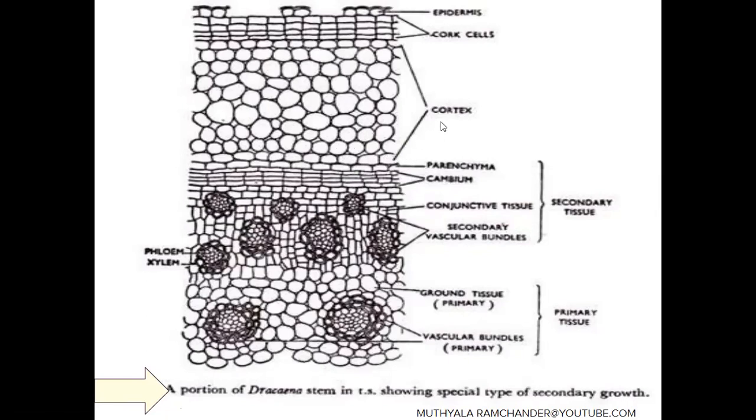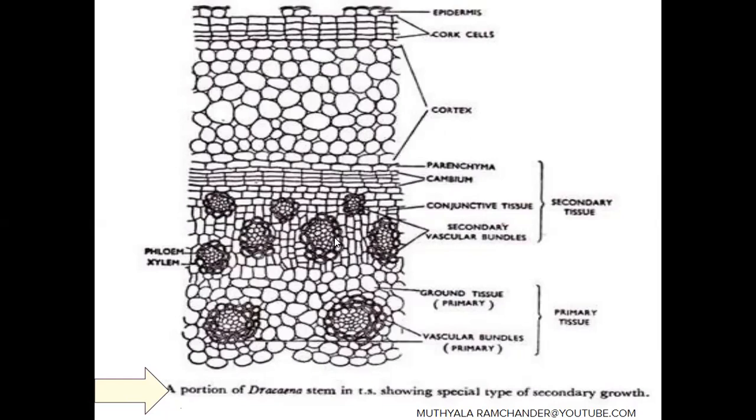Already, before the development of the secondary cortex, the primary cortex is present. The primary cortex is also present in the Dracaena stem. It developed before the formation of the cambium ring. After formation of the cambium ring, at the outside, parenchymatous cells are developed from the cambium ring. They are called secondary cortex. Inside the cambium ring, vascular bundles are developed.